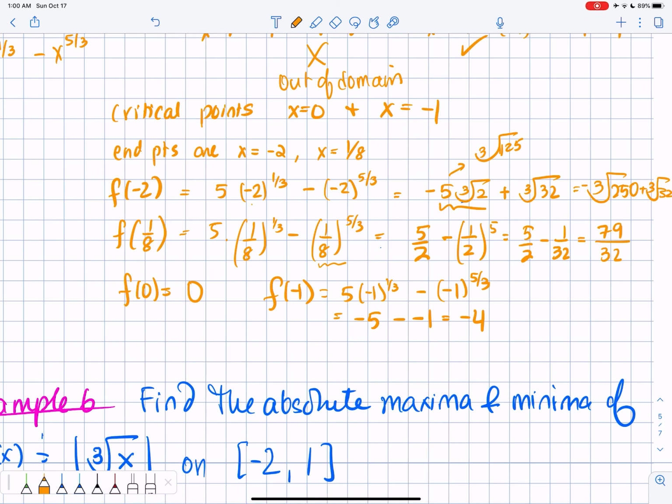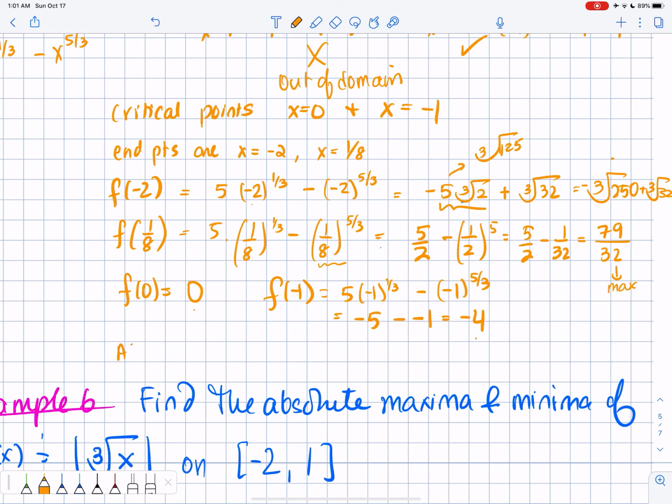And we'll see that we need to analyze this. You have at 0, the function is 0. At negative 1, it is negative 4. Then at 1/8, it is 79/32. So that's larger than all of these so far. And of course, that's a negative number. So we do know from this that that will be the maximum.